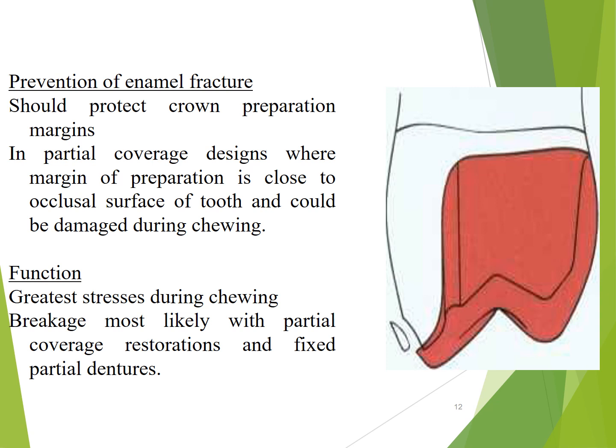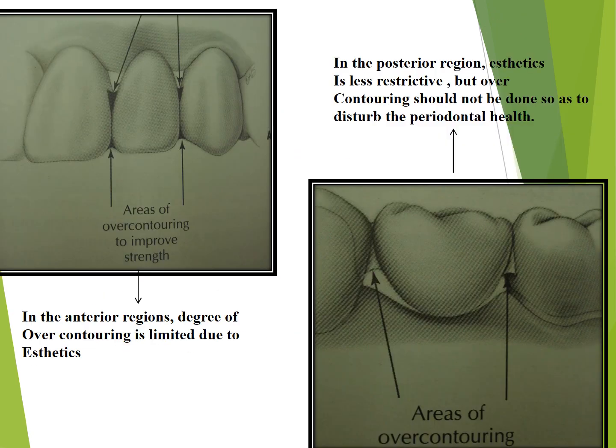How do we avoid it? By following all the principles of making a proper provisional restoration. So at the end, the provisional must protect the teeth. Now, talking about over contouring here.